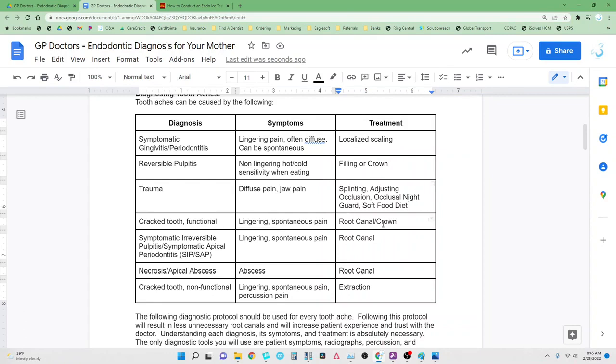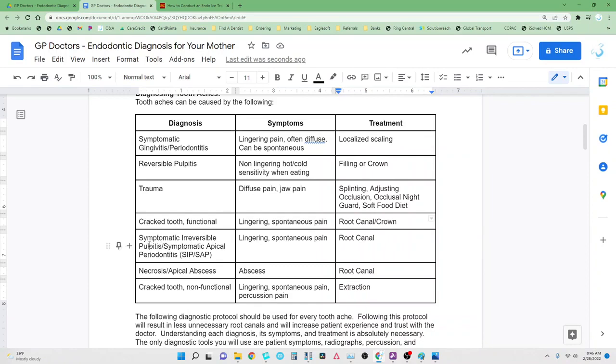What would be the indicated treatment? Potentially only a crown, okay, if the crack is small enough, but you might need to also perform a root canal and a crown, okay? Now we get into the diagnoses that are definitely going to need a root canal, okay?